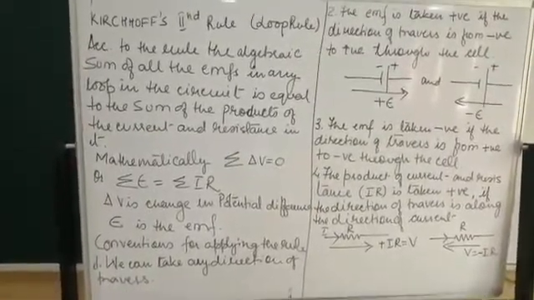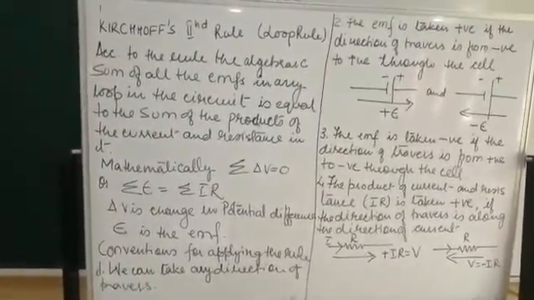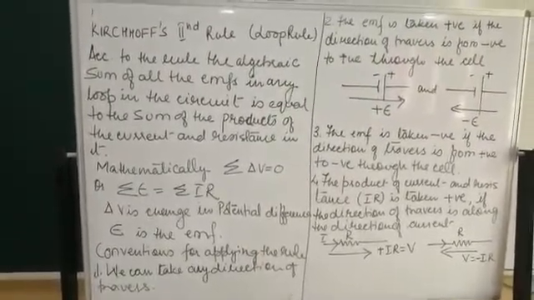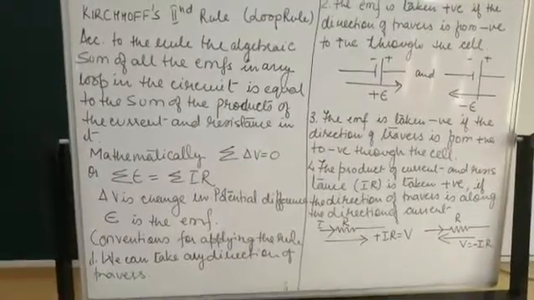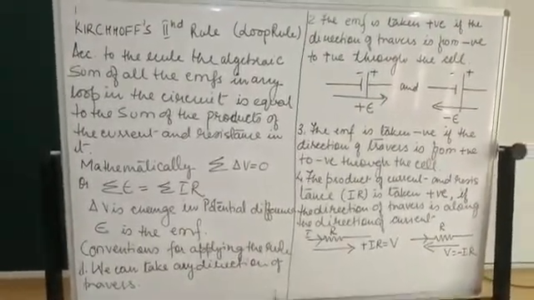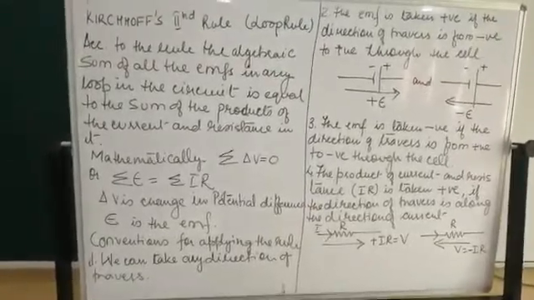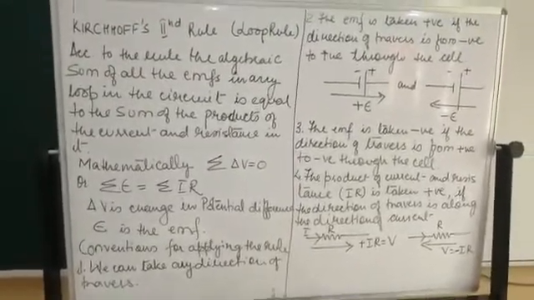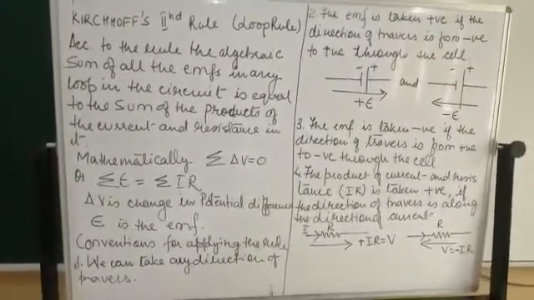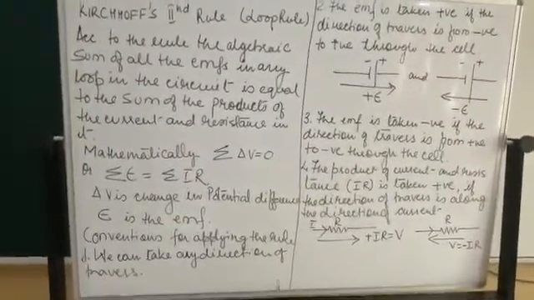Mathematically, it explains to us that summation of delta V equals 0, where delta V is known as the change in potential difference. The same rule can also be written as summation of E equals summation of the product of current and resistance through that path. That is, summation E is equal to summation IR.